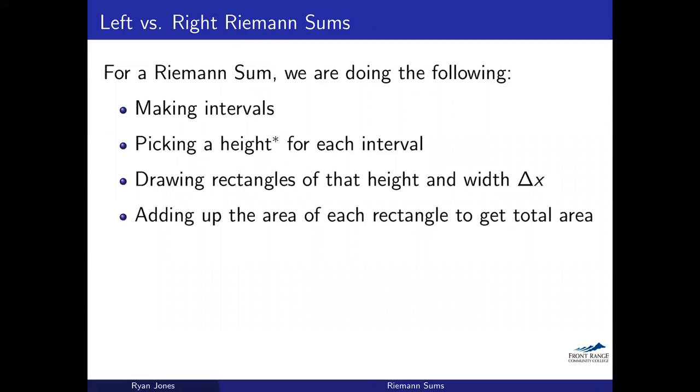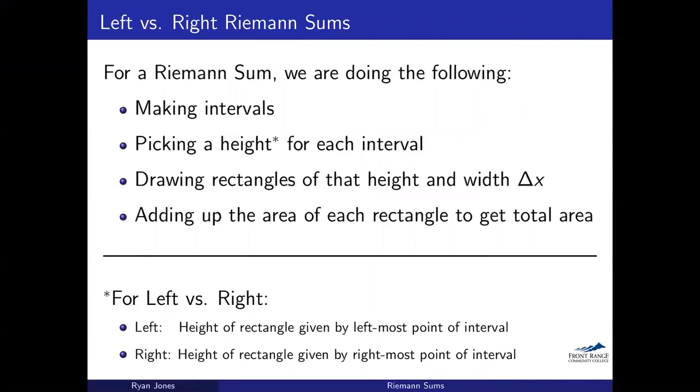When we're doing a Riemann sum, regardless of whether it's a left or a right, we start by making our intervals. We're going to be given an n, like n is equal to 5 or something like that, and we make those intervals. Then, depending on if it's a left or a right, we pick a height for each interval. I'll put some more stuff down here on the next slide. Then we draw our rectangles and add up the area of all those rectangles.